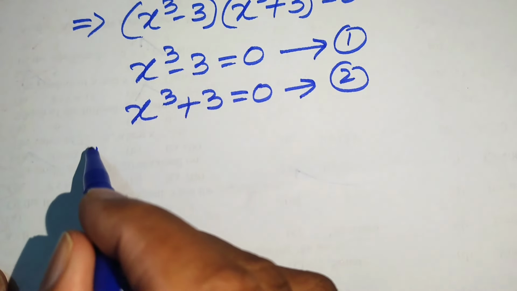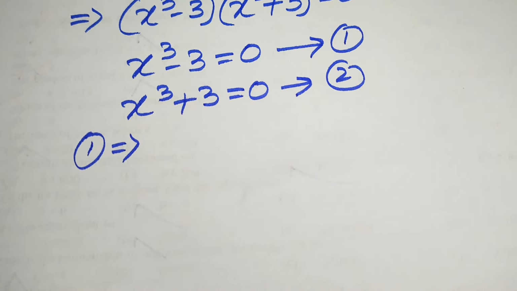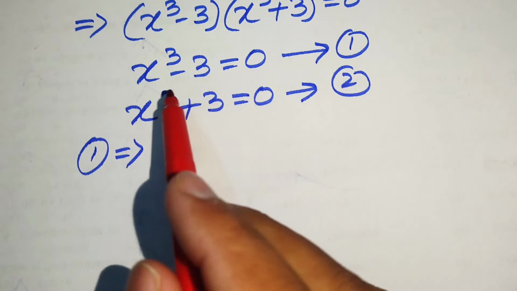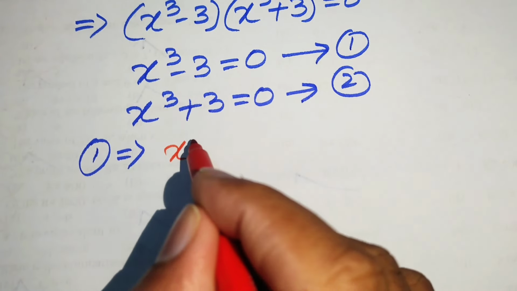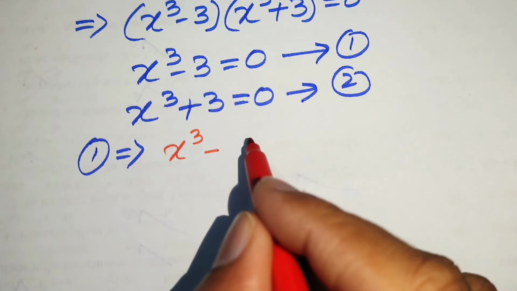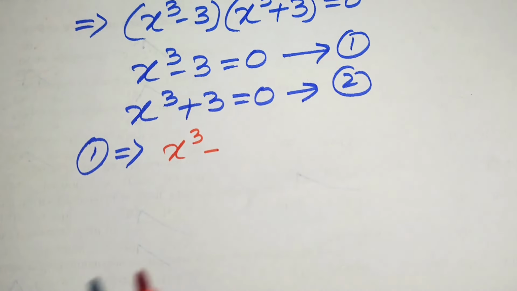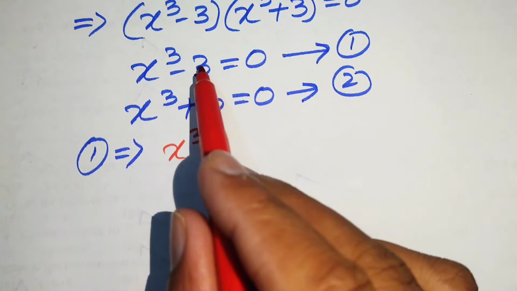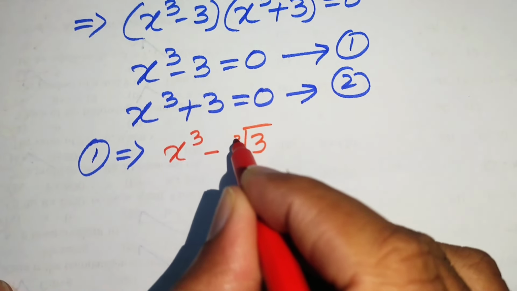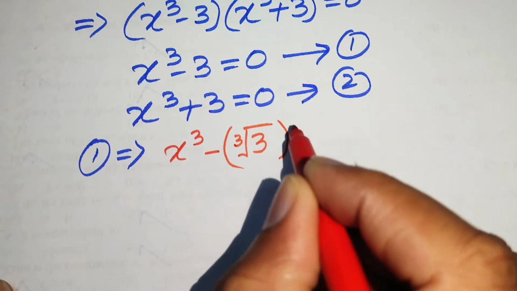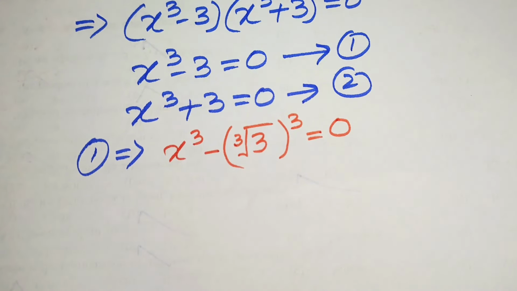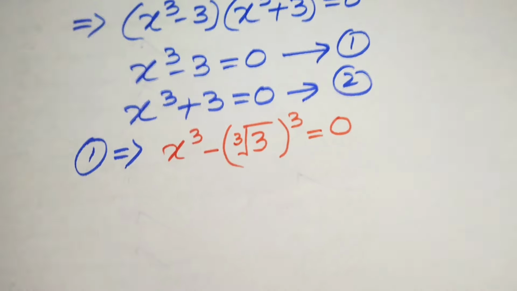First we focus on equation number 1, and here we use the nice cubic formula. First we rewrite equation number 1 as x cubed, and we write this 3 in cubic form, so the cube root: we multiply and divide the exponent of 3 by 3, and it is written as 3 into cube root of 3 and its whole cubed, and this equals 0. After this step we use the nice cubic formula, and you know about this formula.